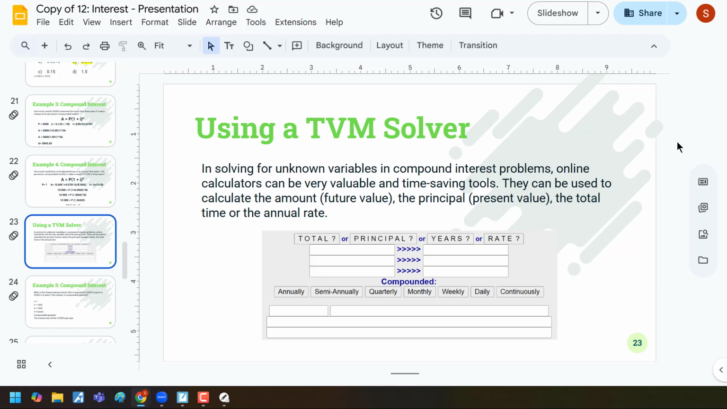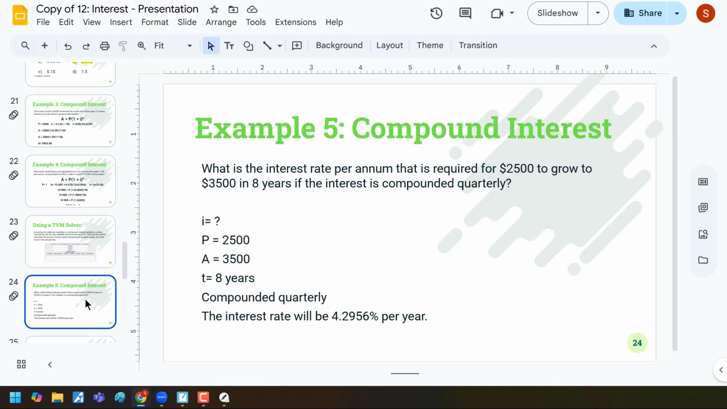In solving for unknown variables in compound interest problems, online calculators can be very valuable and time-saving tools. They can be used to calculate the amount, future value, the principal, and the total time or the annual rate. Here we have, once again, compound interest. What is the interest rate per annum that is required for 2,500 to grow to 3,500 in 8 years if the interest is compounded quarterly?